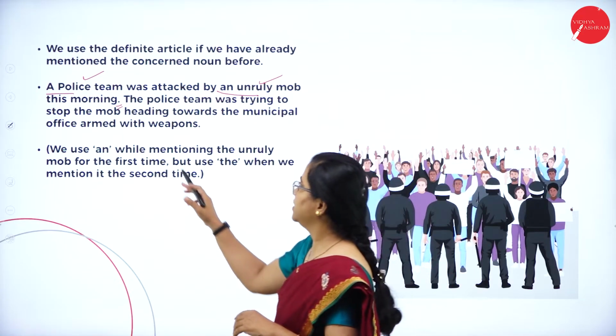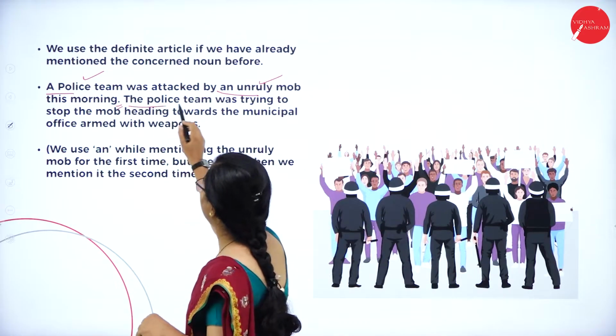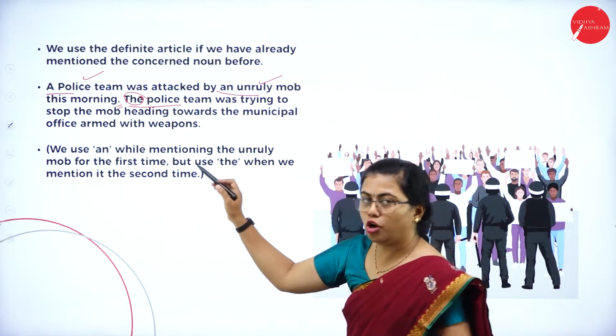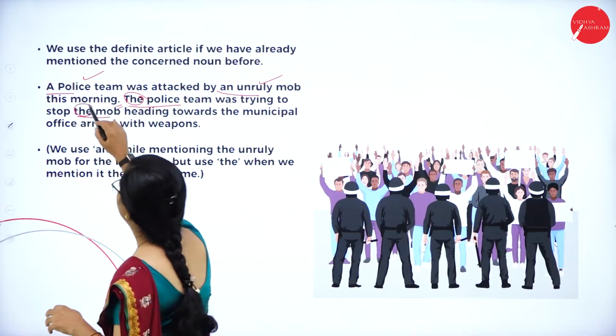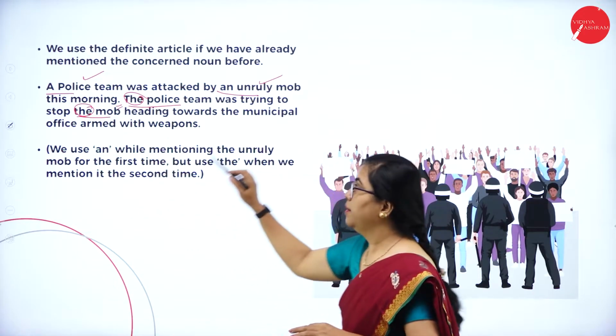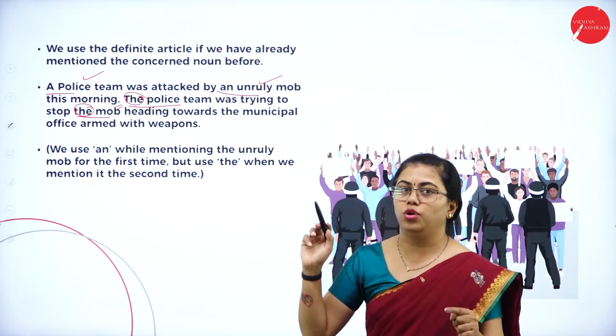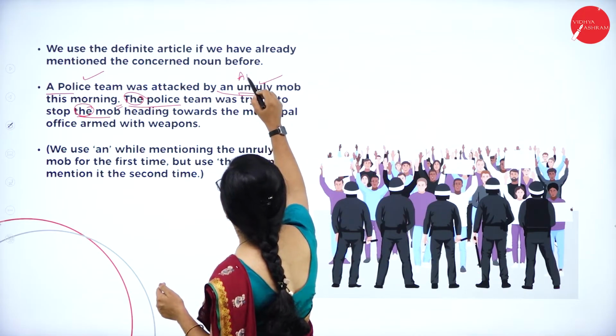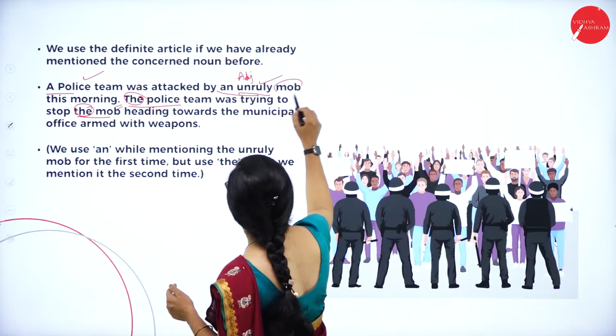Here let us see: the police team. Here I have used a definite article. The police team was trying to stop the mob. Here I have used only "mob", but in the first place I have used "unruly mob". Why is that? Unruly is actually an adjective. It is an adjective. This is the noun.